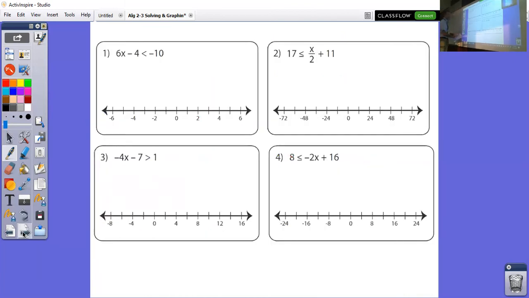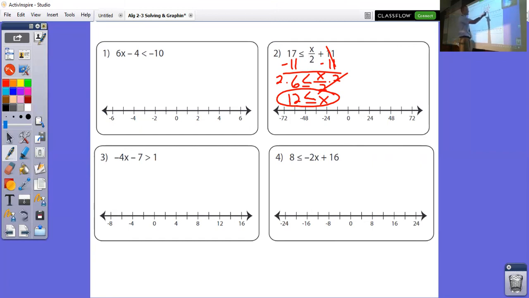For example, if we take a look at this one, we're not going to do all these, but this one has the x on the right-hand side of the inequality sign. So in this one, we would do -11 and -11. 6 is less than or equal to x divided by 2, times 2 and times 2. So we would end up with 12 is less than or equal to x. Now remember, that's not our answer. If you get an answer that is written backwards like that, you have to flip it around. 12 less than or equal to x becomes x is greater than or equal to 12. When you flip it around, you have to flip around everything, including the inequality sign.